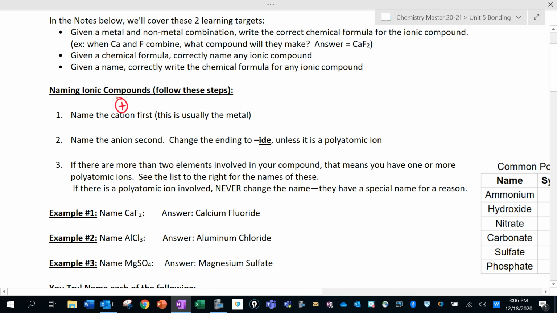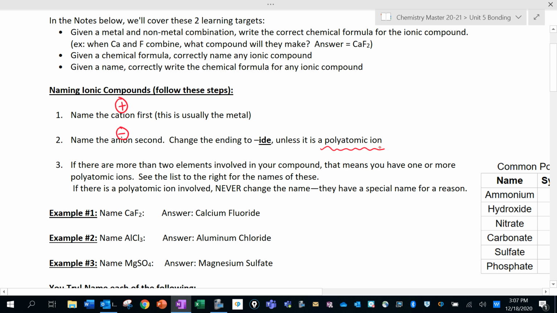Then you're going to name the anion second. Your anion is your negative ion. And we will typically change the ending of your anion to "ide." So like bromine becomes bromide, sulfur becomes sulfide, oxygen becomes oxide. The only exception would be if we have what we call a polyatomic ion. So let's take a look at some polyatomic ions.